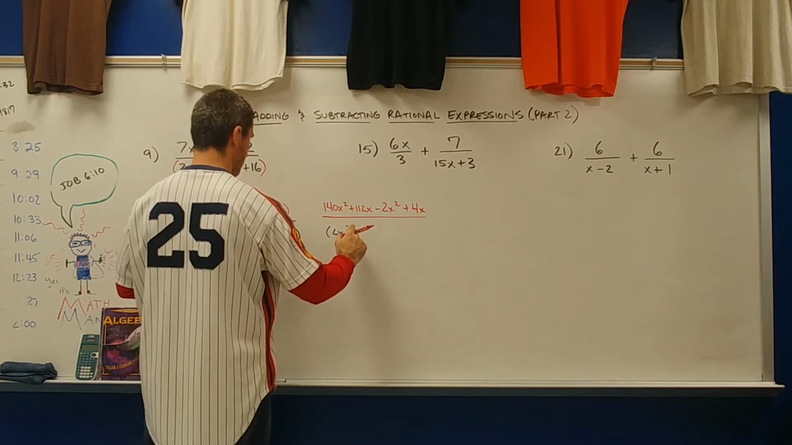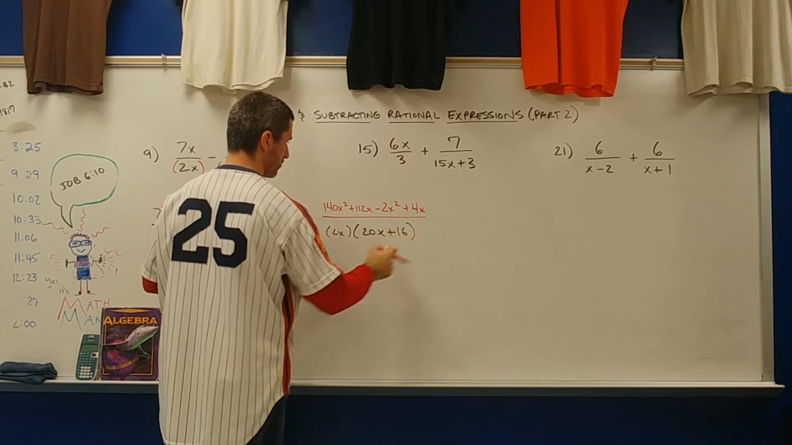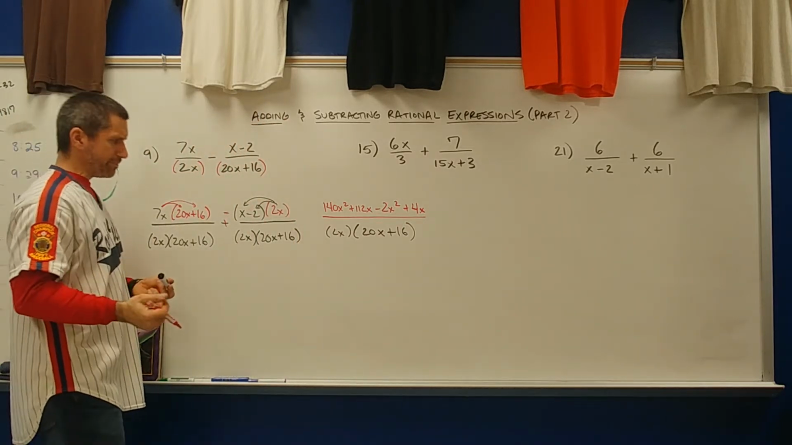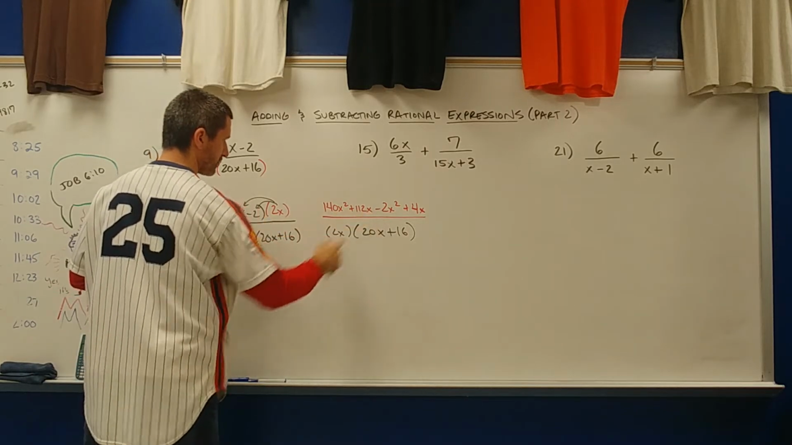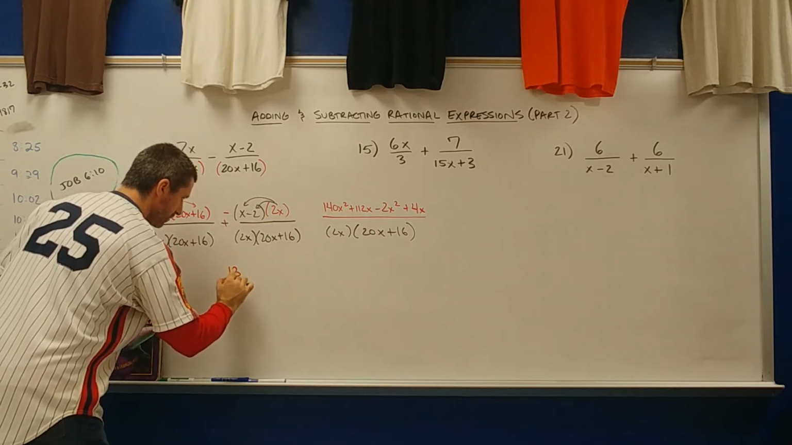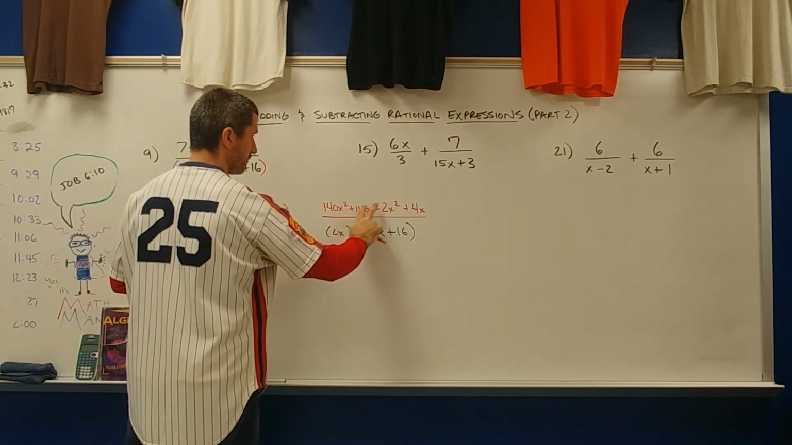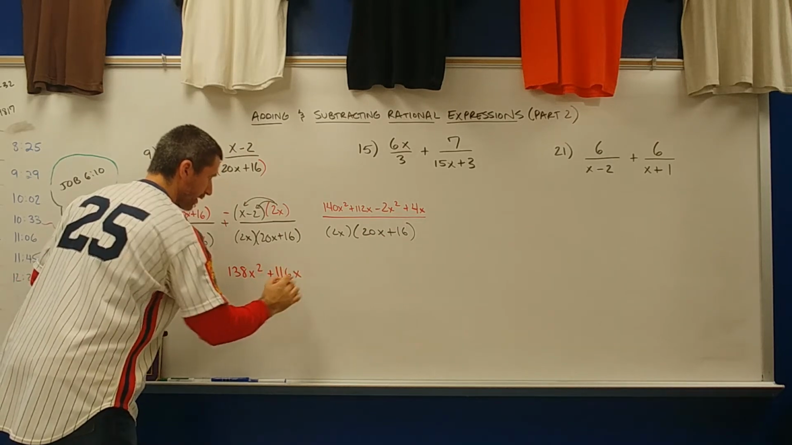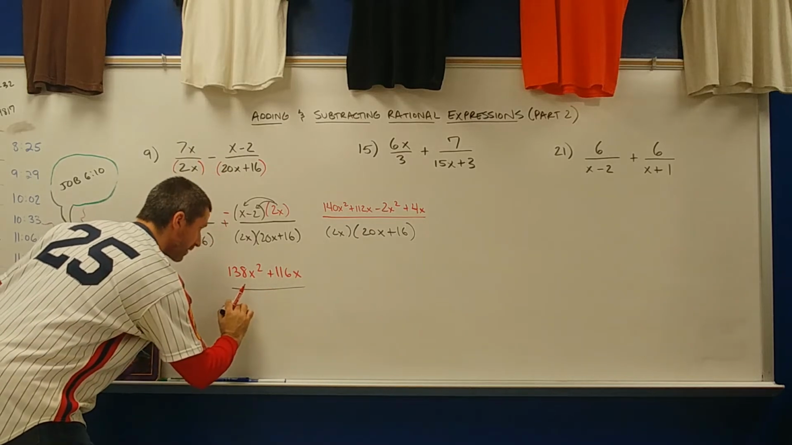2x times 20x plus 16. Because once you add your numerators, you just put it over the common denominator. Let's simplify the top. See what we get out of that. So I see 140x squared minus 2x squared is 138x squared. And then 112 plus 4 is 116x. That's on the top. And on the bottom, we still have this guy down here.